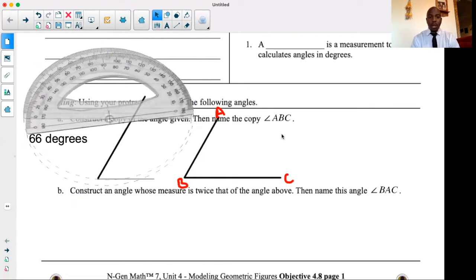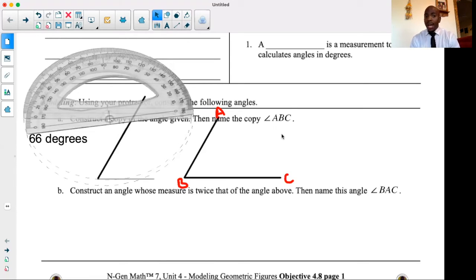Now, there's another part that's asking you to construct an angle. And now this one's a little bit different. This is where I'm expecting you guys to take a second and think about what it's asking you, right? Copying angles is important, but I also want you to be able to think critically and think a little bit beyond just copying an angle as we just did. The skill is already complicated, but let's add a little bit more. I want you to construct an angle, create an angle whose measure is twice that of the angle above.